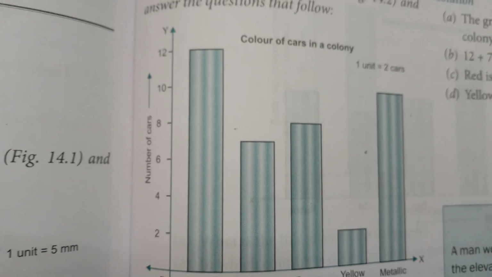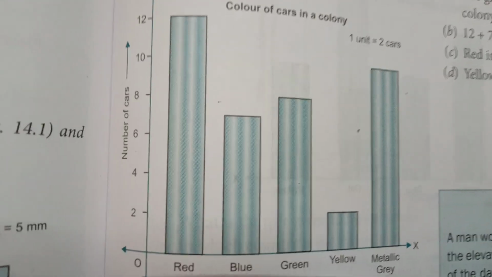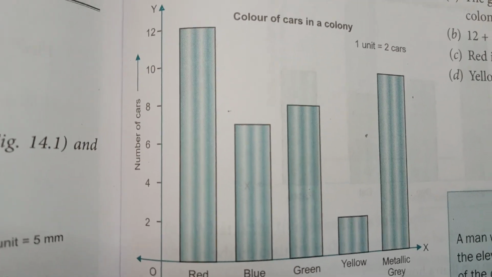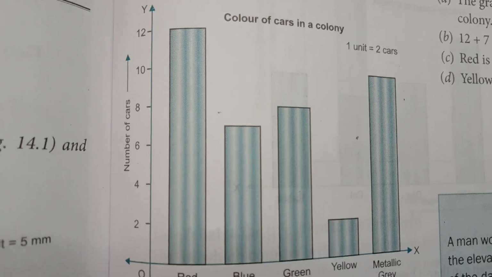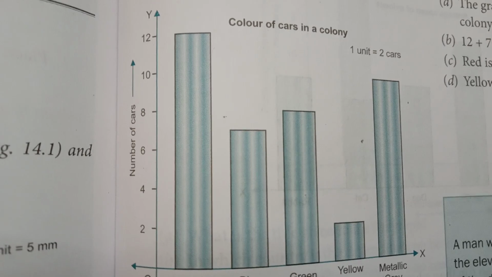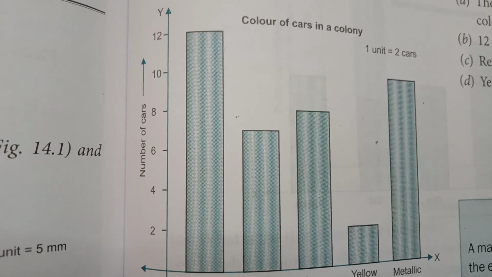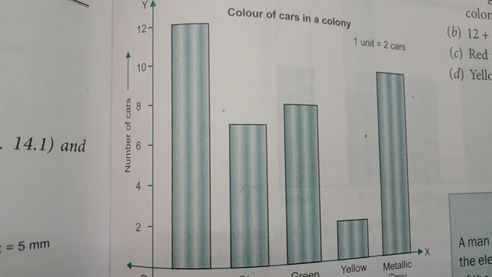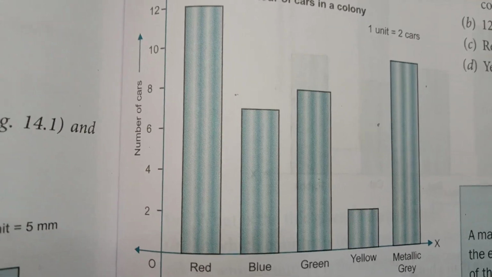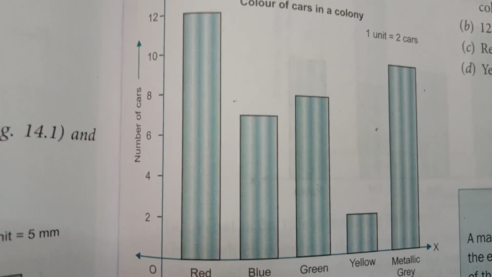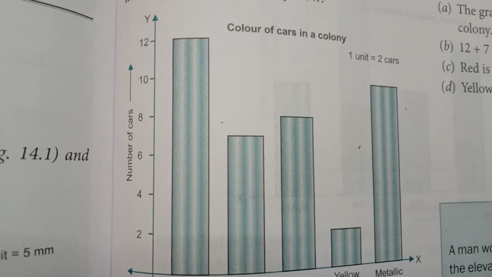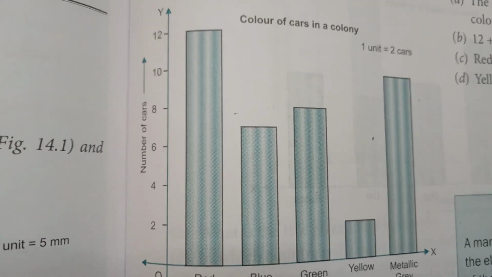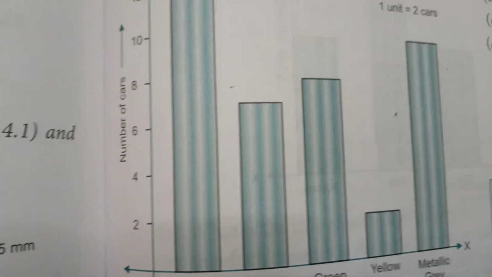These are the colors which have been identified in the survey, and the number of cars in the colony, each 1 unit is equal to 2 cars. Choosing the scale is very important while making a graphical representation. You can observe clearly there is an equal gap between the bars. On the x-axis we are representing the colors, on the y-axis the number of cars. Each 1 unit is equal to 2 cars. This is how we represent a bar graph.